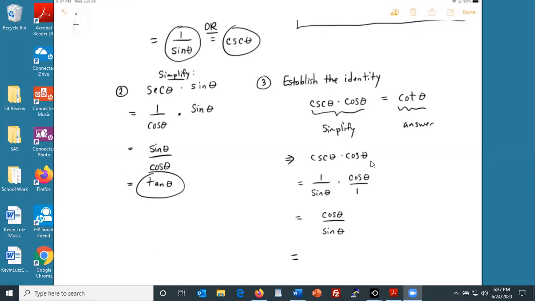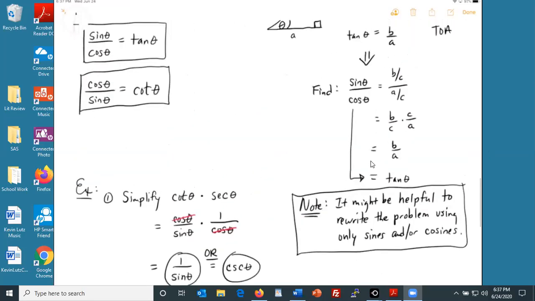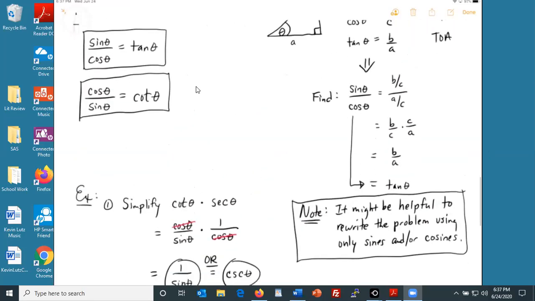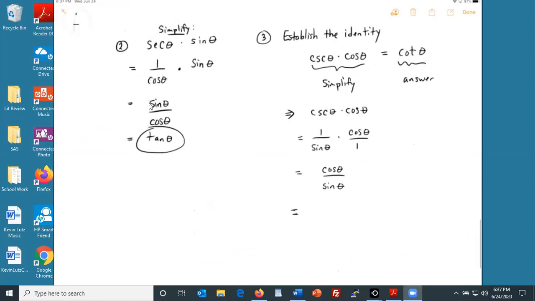Okay, and then cosine over sine is right up here, right in that box. Cosine over sine is cotangent, which is what we wish to show, right? This is the answer, and that's what we got. So, voila, what we wish to show.